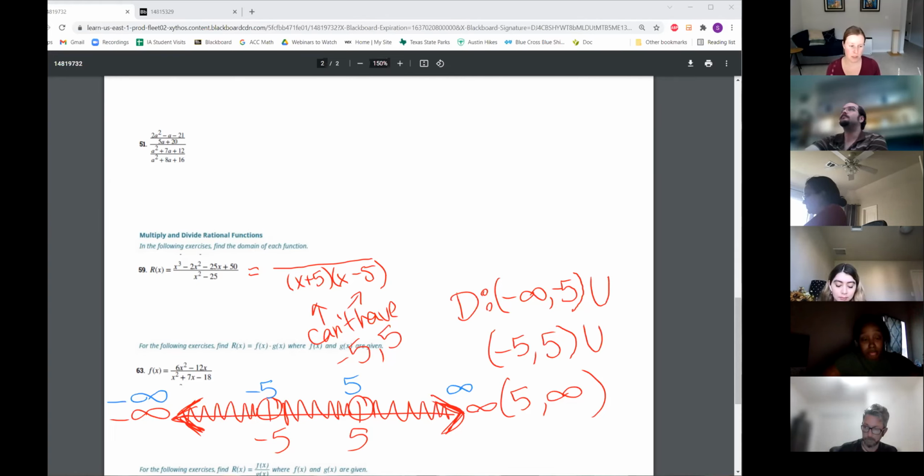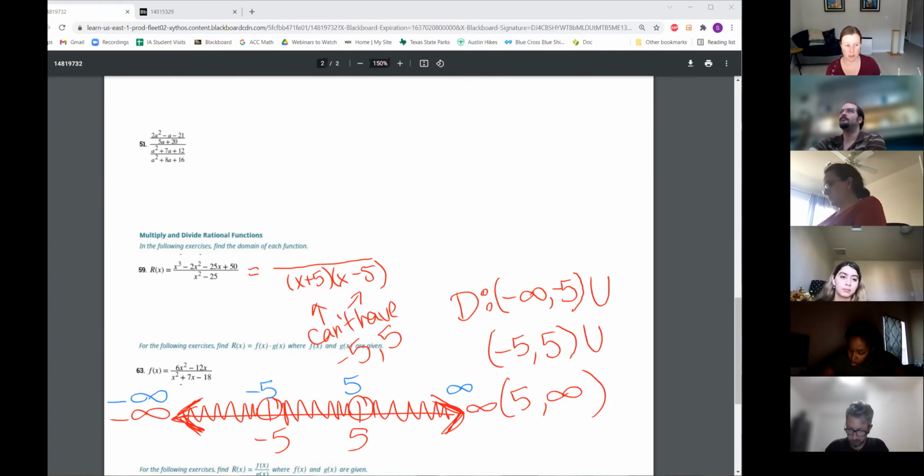Okay. I know for 60, the next 2, you're going to have to look at the book because it looks like they cut out the g of x. So you're going to have to look at the book for the next 2 to finish them on your own.